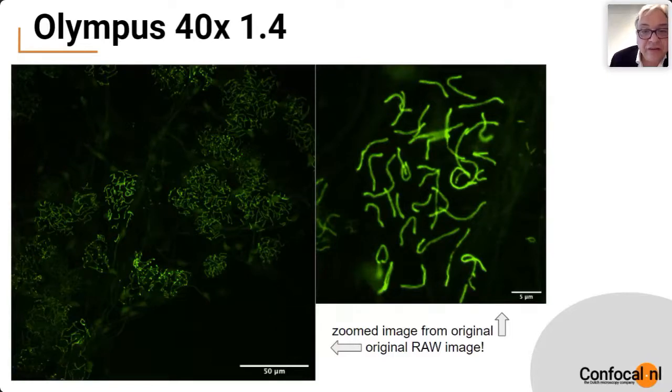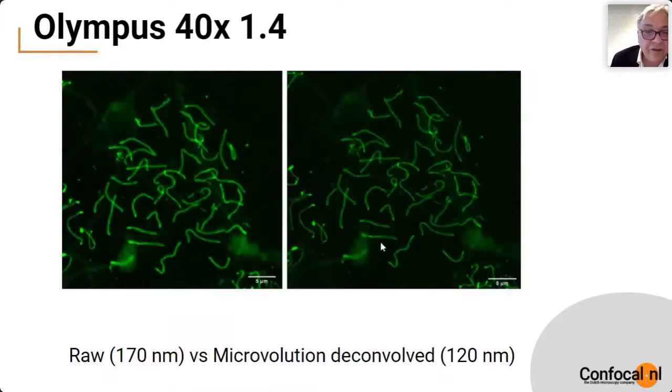And if we zoom in on the next slide, you can see the deconvolution. On the left side, the raw 170 nanometer image, and on the right side, the deconvolved, this time with Microvolution, 120 nanometer resolution. Please realize that in the whole image, you can see this 120 nanometer resolution. This is just a zoomed out part.